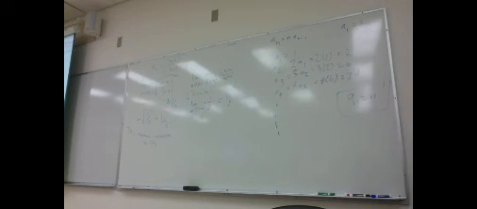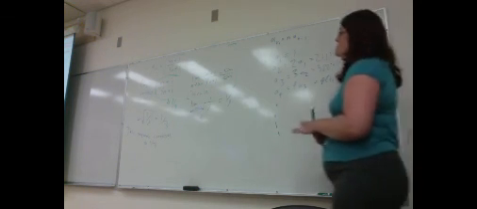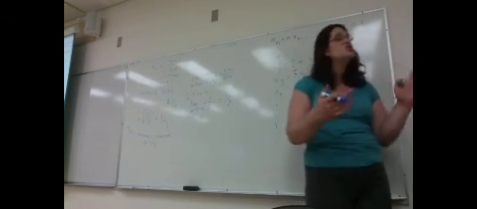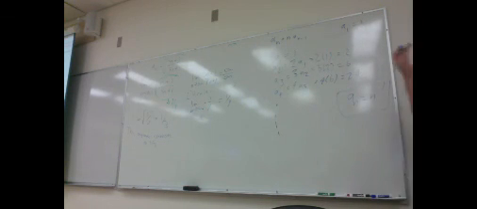Okay, the next more complicated object after sequences are series. Now the difference between a sequence and a series is that a sequence is just a list of numbers, and a series is a sum of numbers.